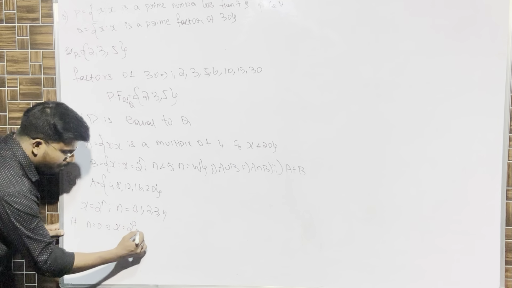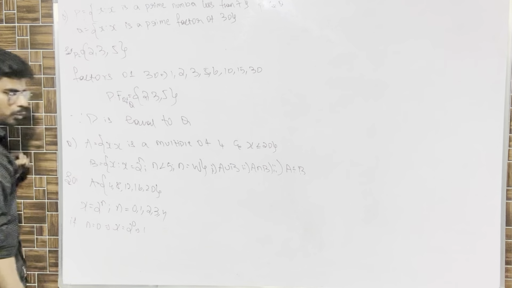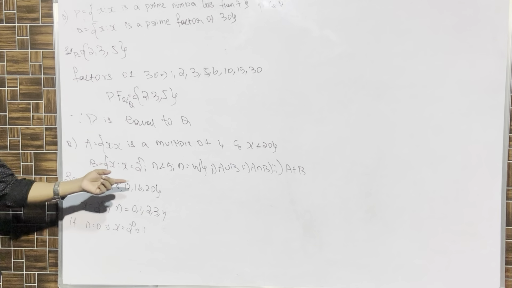2 power 0 means? Anything power 0 is 1. Anything power 0 in exponents and powers, in basic classes 7th, 8th, you have this formula. Anything power 0 is 1. 2 power 0 is 1. That's the main catch of the sum.